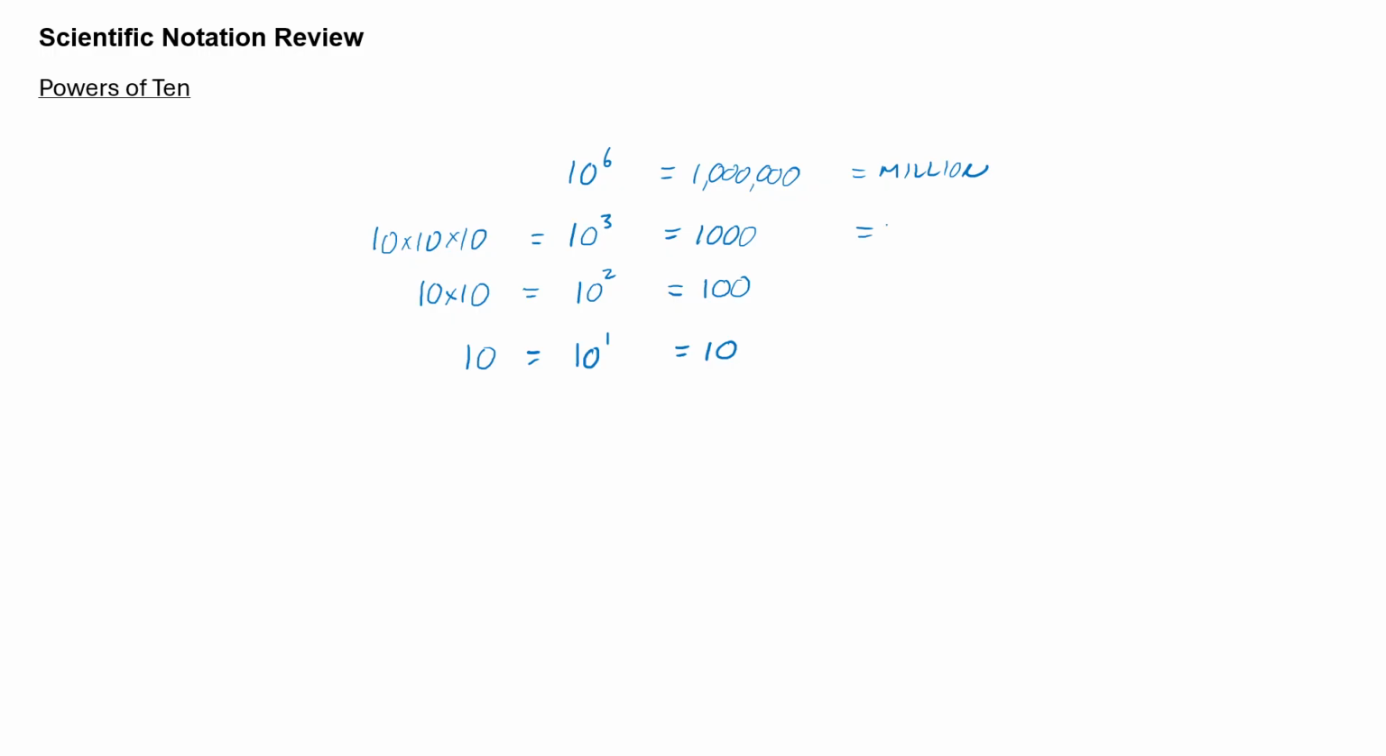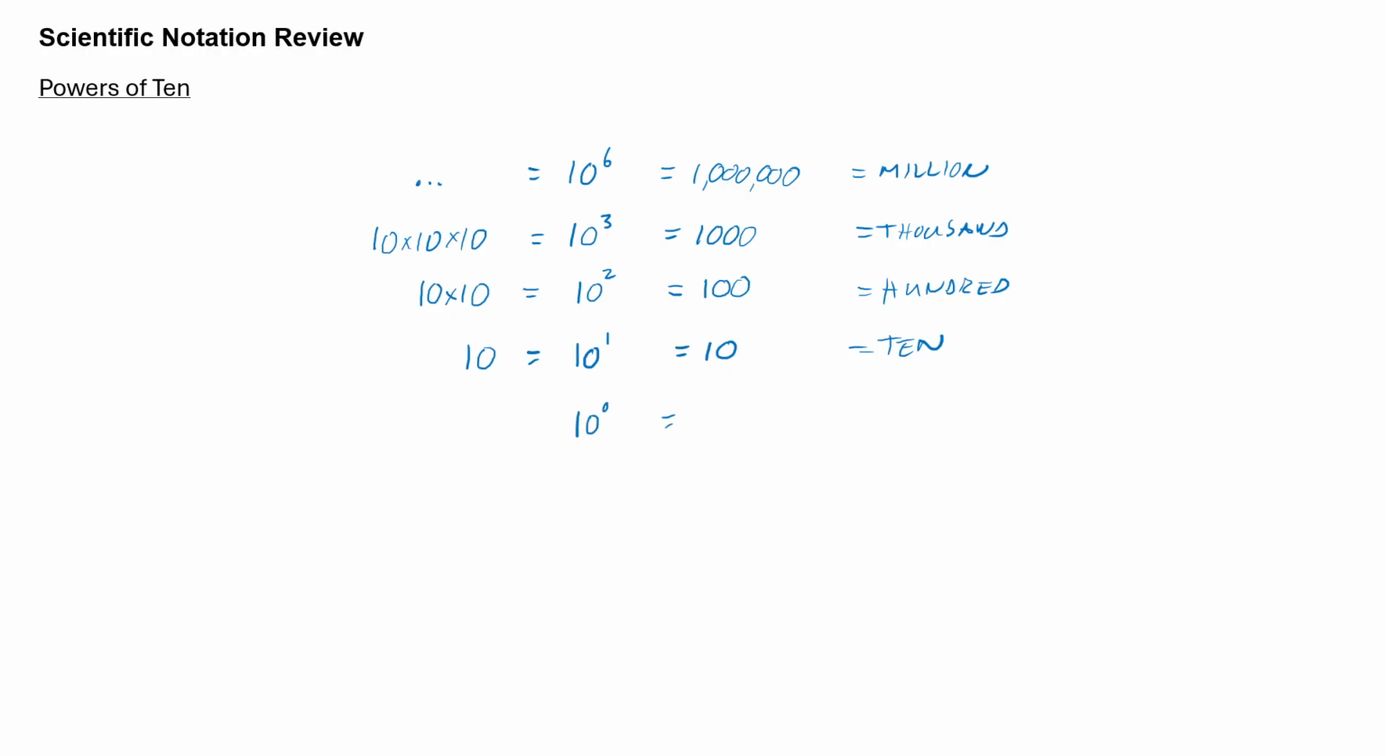This one is 1,000. This one is 100. And of course, the next one is just 10. And I'm not going to write all of those, but you know what it would be. Just 10 times 10 times 10, 6 times, right? So we've got million, thousand, hundred, 10. Well, that's 3, 2, 1. What would 10 to the 0 be?